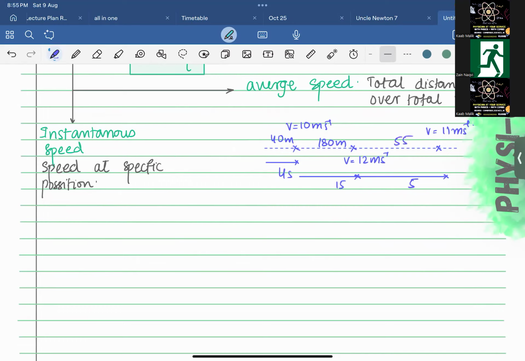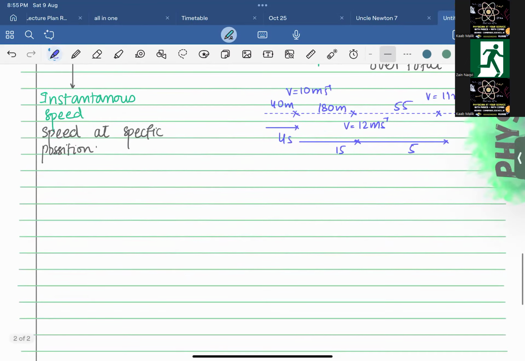So if you try to find out the average speed, you have to add up the total distance, and you have to divide that by total time. So 180 plus 40 plus 55, and then divided by 4 plus 15 plus 5.